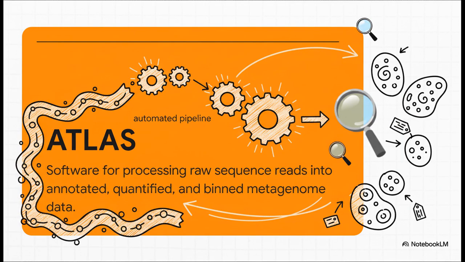And that tool is Atlas. It's an open-source software package that basically acts as a complete automated pipeline. It takes a researcher from that raw, messy sequence data all the way to the finish line, fully reconstructed microbial genomes that are already annotated, which is just a fancy way of saying the software has already labeled the genes and figured out what they do.